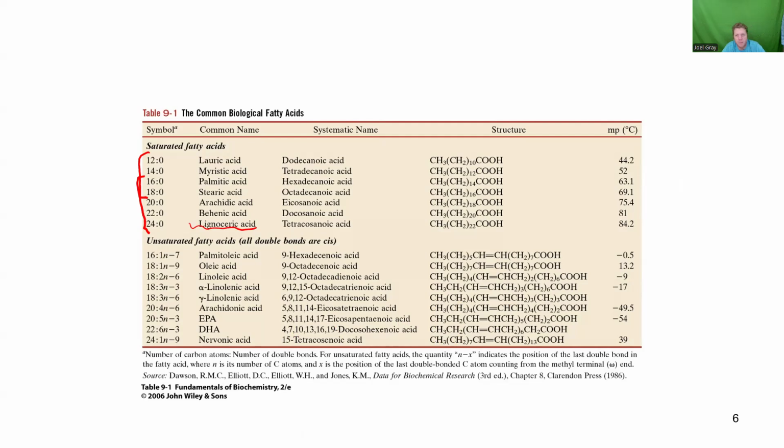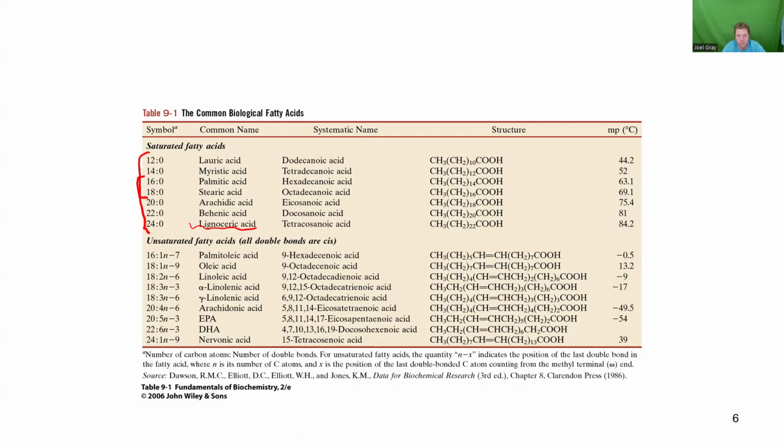They also have a systematic name. And this is maybe something that's closer to things that you've heard. For instance, 18 carbons is octadecanoic. So the prefix octo meaning 8, and deca meaning 10, so that's 18 carbons. Tetracosanoic would be, well, 24 carbons.